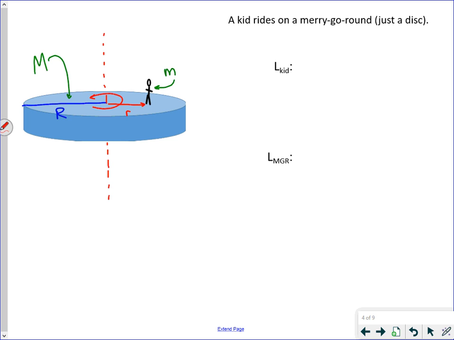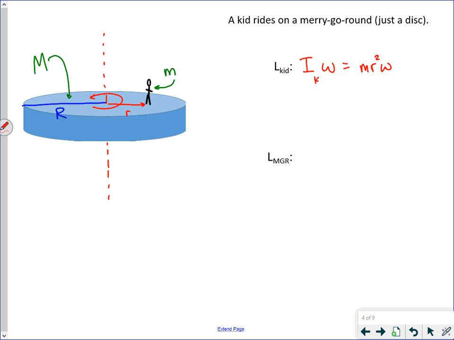If we want to talk about the angular momentum of the kid, there's two ways to do it. One is to say I of the kid times omega, and that's going to give you, let's see, I of the kid is little m r squared, times omega.